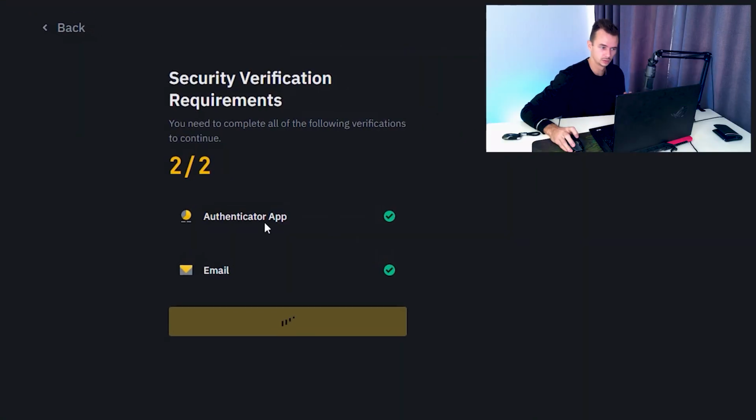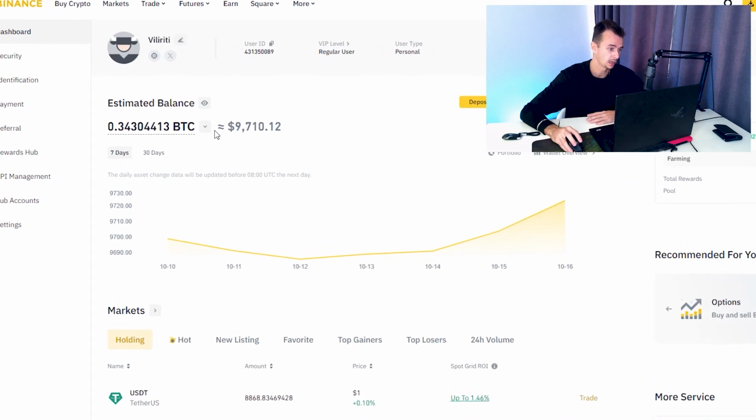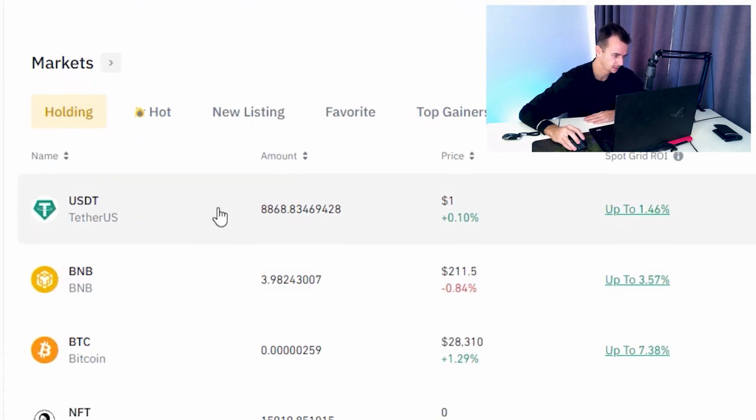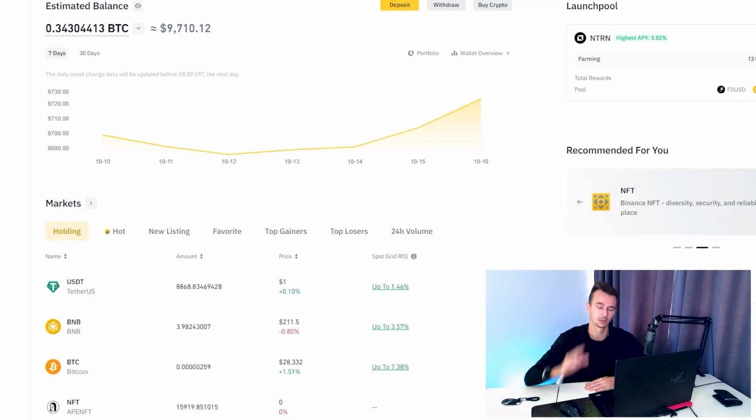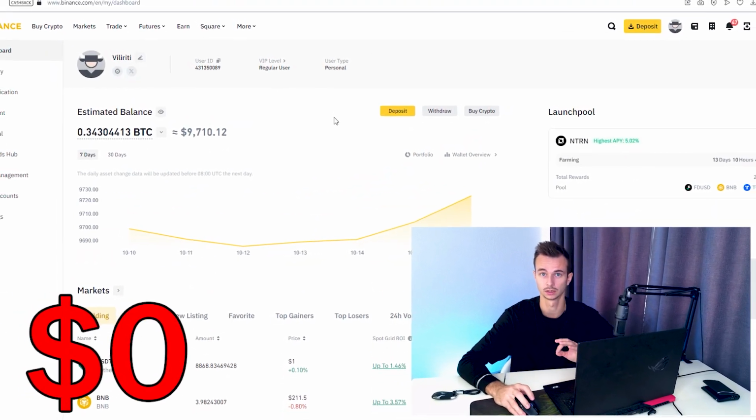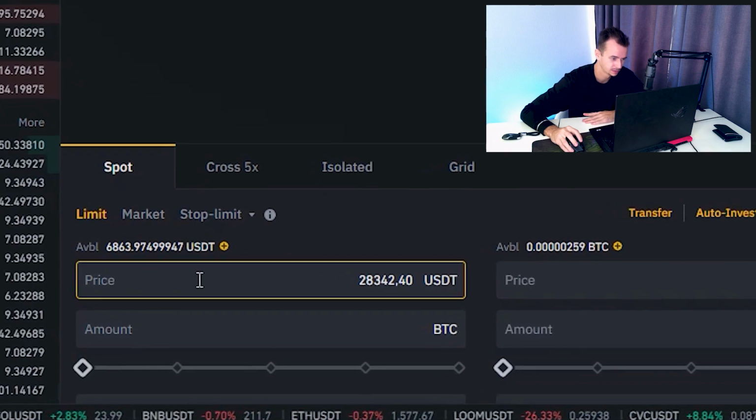Okay, I registered using an authentication code and also my email address, so that's why this website is very safe. As you can see, I have on my balance almost $10,000, and almost all of it in USDT, since I use this website instead of a bank. But of course, after registration you will have $0 on your account. And so to buy Bitcoin, for example, you need to top up your account with any amount.